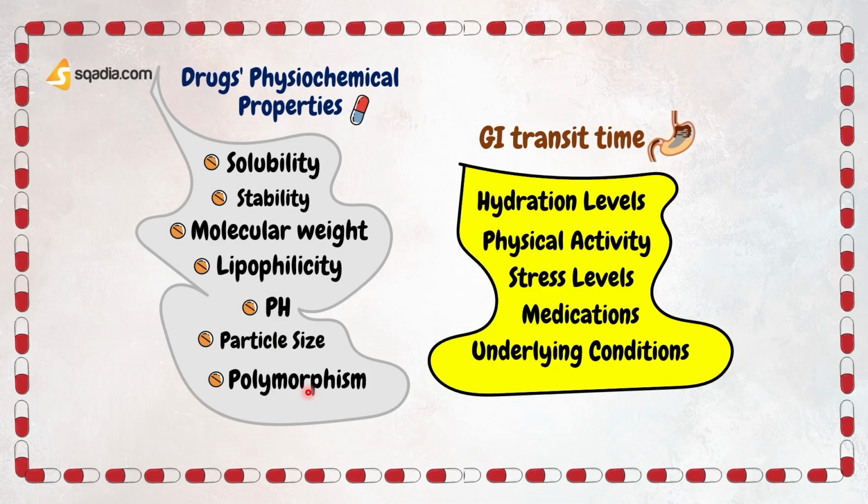And polymorphism refers to the ability of a drug to exist in different crystal forms. Different crystals have different solubility and stability profiles. So this is also important in a drug's physiochemical properties.